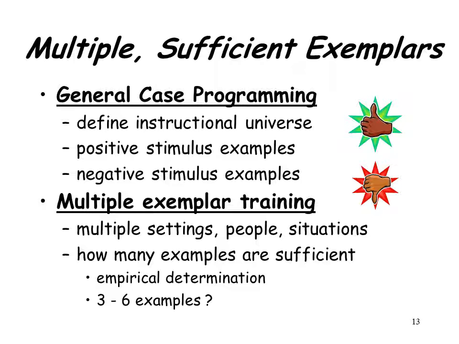Another strategy for facilitating generalization is using a sufficient number of exemplars or examples. In the literature they call them exemplars. I don't really know why. Examples makes a lot more sense, doesn't it? There's an approach called general case programming that will go into a lot more detail when you take TLSE 560, those of you that will. But for now, it's when you use a range of examples. So if you're going to teach a concept or a skill, they say you have to define the instructional universe. What that means is you look at the range of examples that someone would encounter in the natural world. For example, what's an appropriate response to a greeting if you're teaching that?